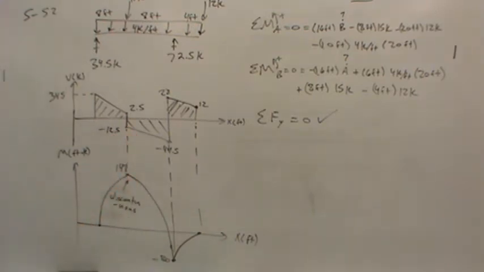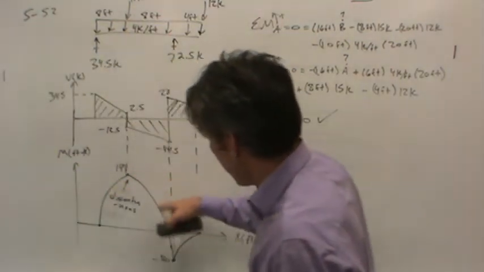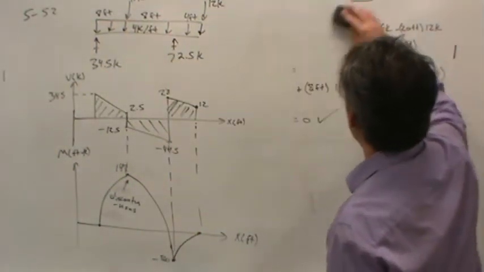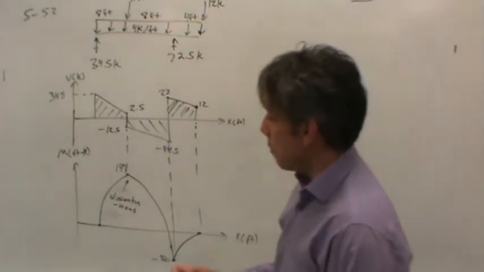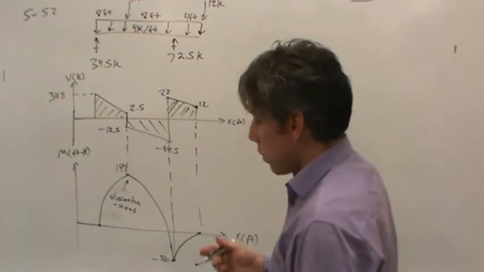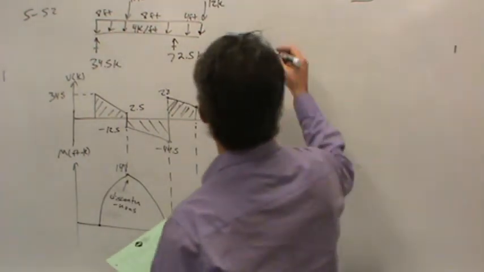Okay? So there's the shear and the moment diagram, but that's not enough because we don't really know the shape of these curves. We know they're concave down, but beyond that, we couldn't compute the moment at any point. Okay, so how do we deal with that? Well, here's what I did.